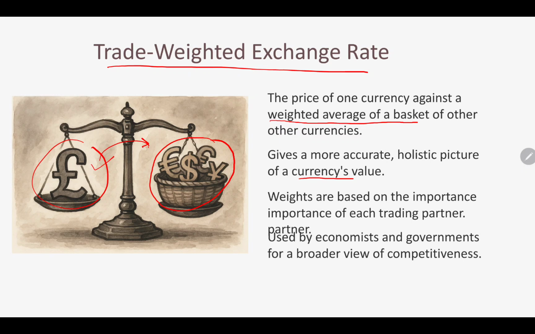Weights are based on the importance of each trading partner, and it is used by economists and governments for a broader view of competitiveness. For example, UK pounds are compared with the euro, the European currencies.